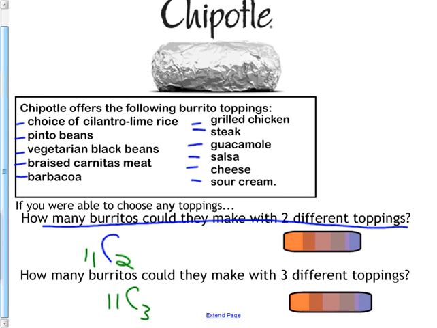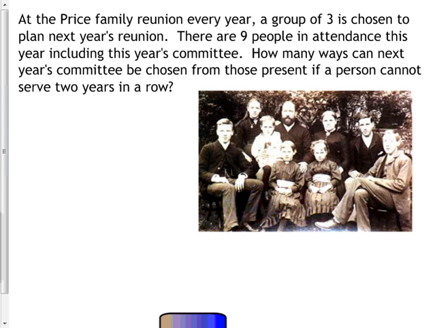All right, moving on to the next one. At the Price family reunion every year, a group of 3 is chosen to plan next year's reunion. That makes some sense. These are the people who are going to be at the reunion, so there's going to be 3 people that plan the next one.